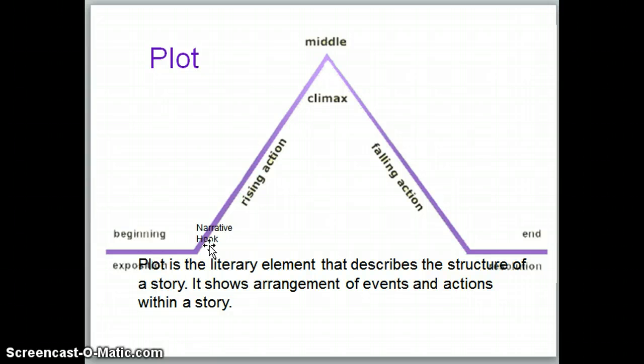Now, usually the climax comes in the middle or nearing the end of the story, depending on the length. And the climax is the turning point of the story. Continuing along our mountain, then the falling action. As you can guess, these are the events that follow the climax, that lead us to the end of our story, or, now that we're in middle school, we will call it the resolution.